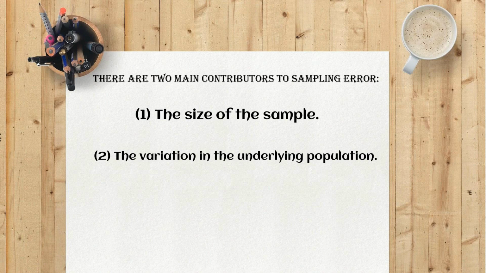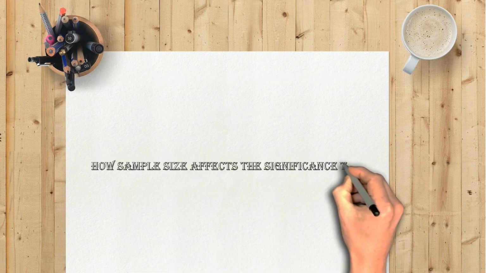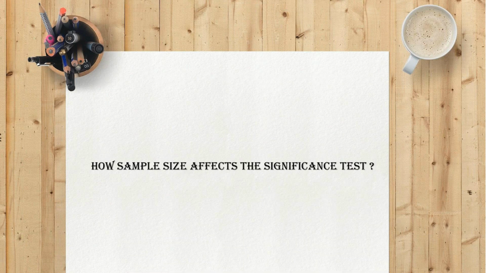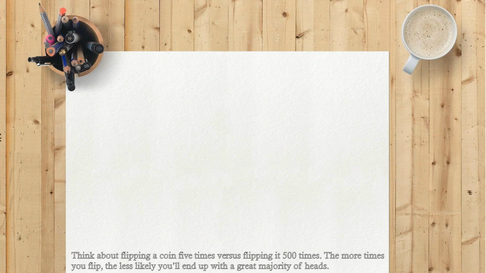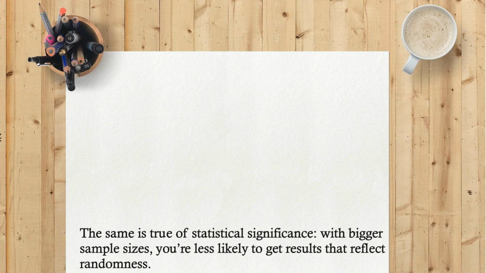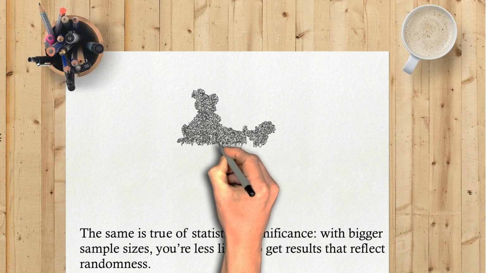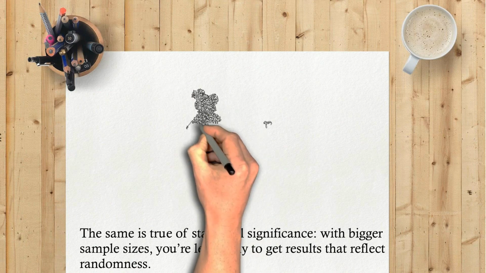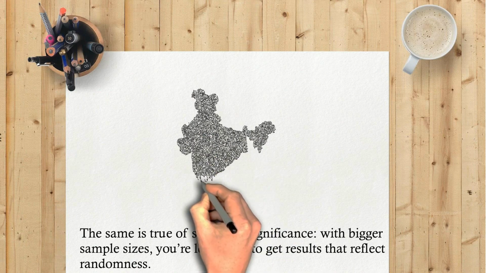1. The size of the sample. 2. The variation in the underlying population. How sample size affects the significance test. Think about flipping a coin 5 times versus flipping it 500 times. The more times you flip, the less likely you'll end up with a great majority of heads. The same is true of statistical significance. With bigger sample sizes, you're less likely to get results that reflect randomness.